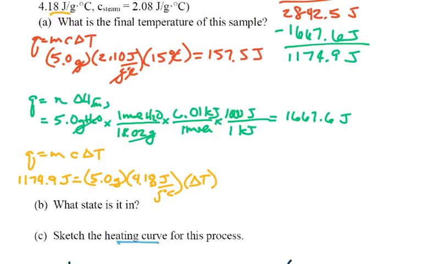So solving for this, I just have to do 1174.9 divided by 5 divided by 4.18, and I get a value here. Oh, sorry, that's not quite right. So my delta T is equal to 56.2 degrees Celsius. Okay, that's my change in temperature, but since I'm starting at 0, this is also my final temperature. So my final temperature, T sub F, is 56.2 degrees.